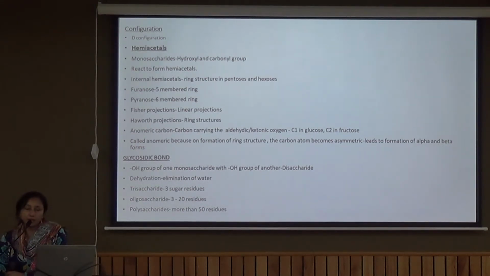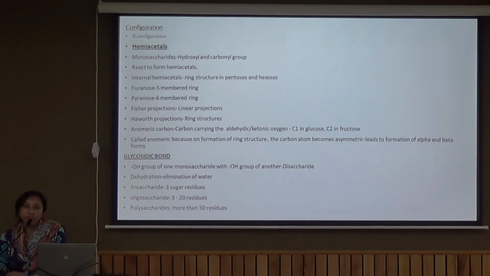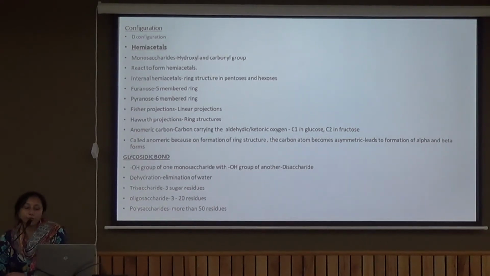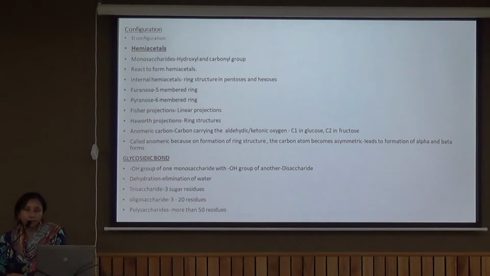Carbohydrates are present in our body in D configuration. What are hemiacetals? They are formed from monosaccharides. Hydroxyl and carbonyl group react to form hemiacetals. Internal hemiacetals are formed amongst carbohydrates which lead to formation of a ring structure in pentoses and hexoses. The 5-membered ring is known as furanose and the 6-membered ring is known as pyranose.